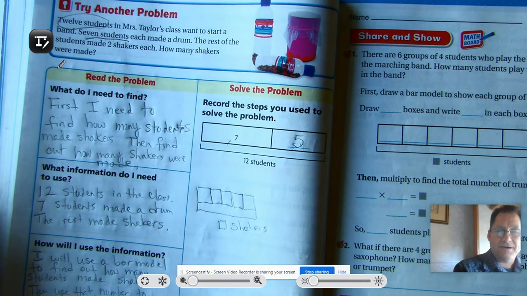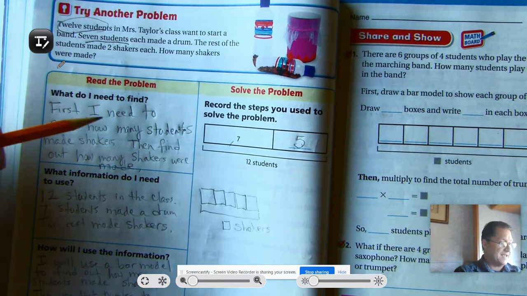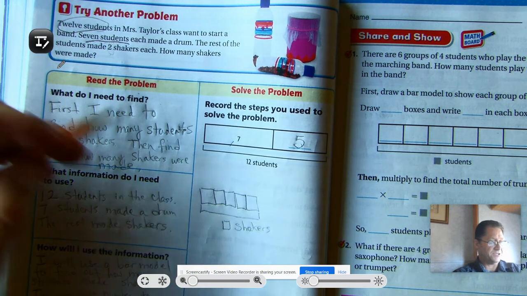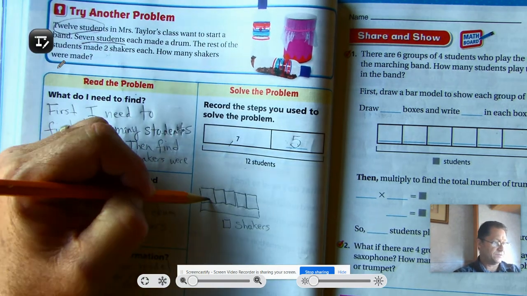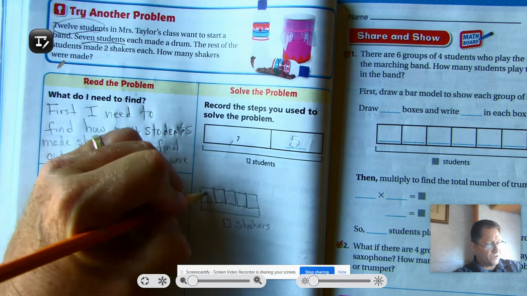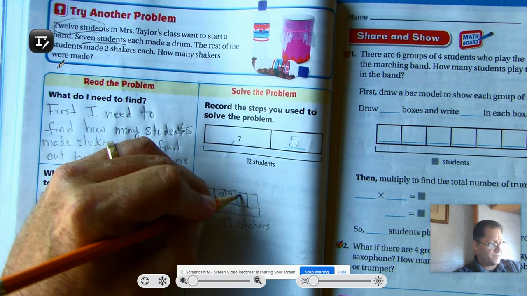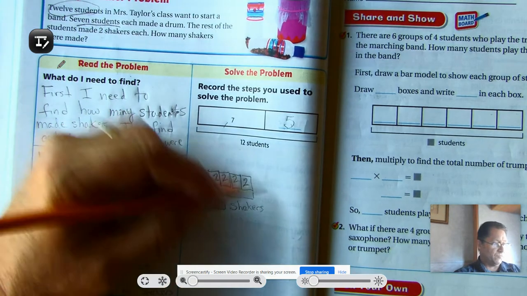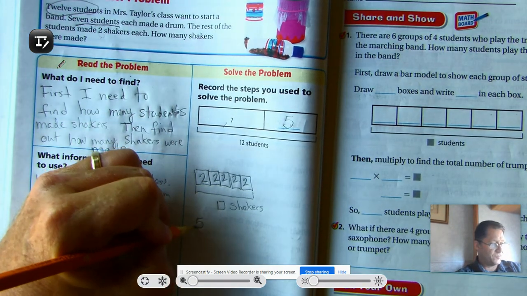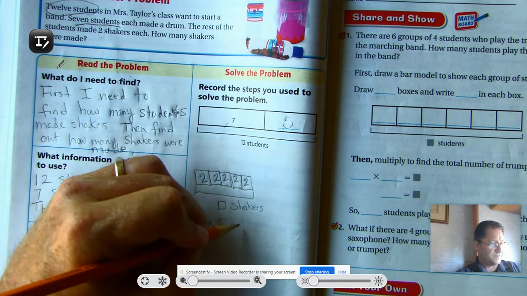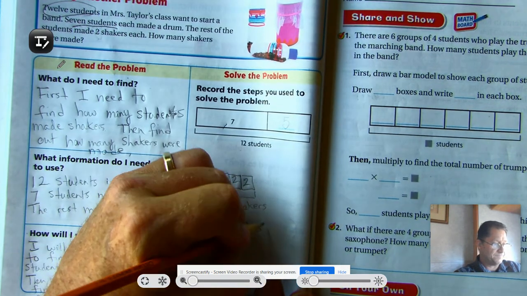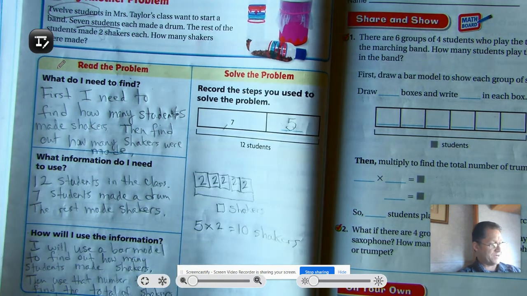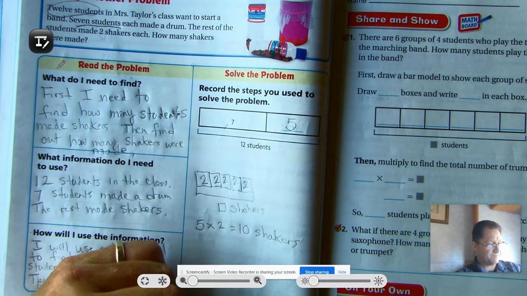Okay, and I know from the information that each of the remaining students that did not make drums made 2 shakers each. So there's 5 students, and each of those 5 made 2 shakers. So our math problem would be 5 groups of 2 equals 10. So how many shakers in all did the students make? 10 shakers.